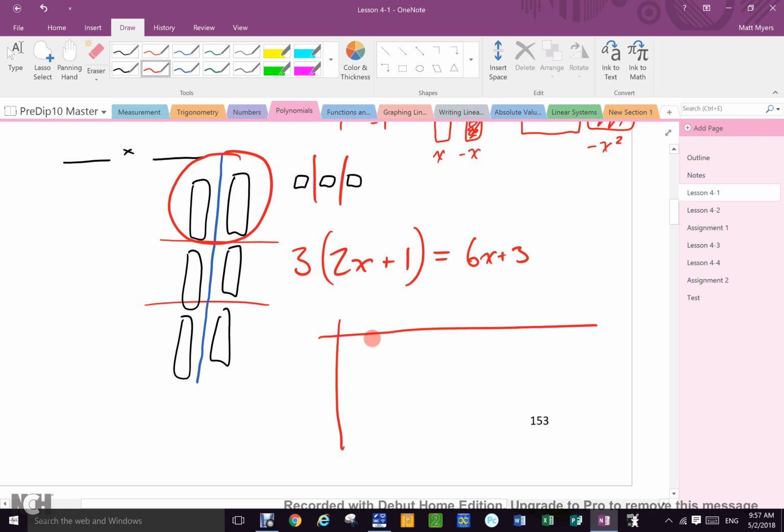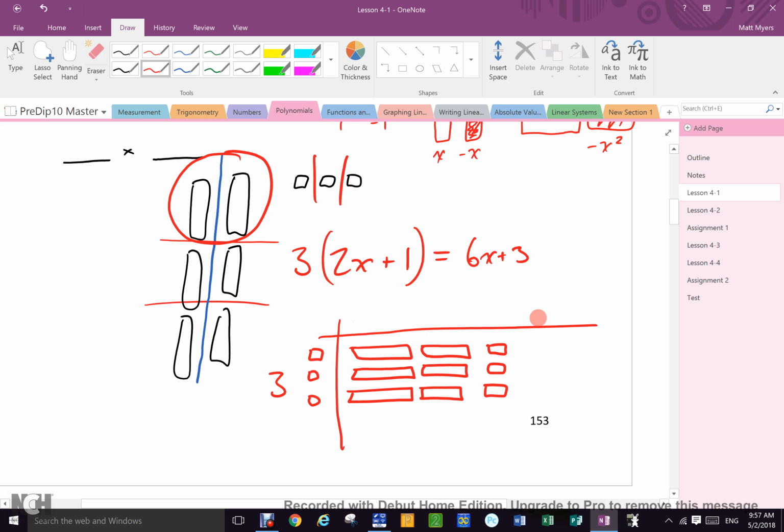So, of course, you drew it this way. Because that made a rectangle. On this side, 1, 2, 3. On this side, x, x, 2x, and 1, plus 1. And there were your factors. Everybody good? Lovely. Go to the next page.